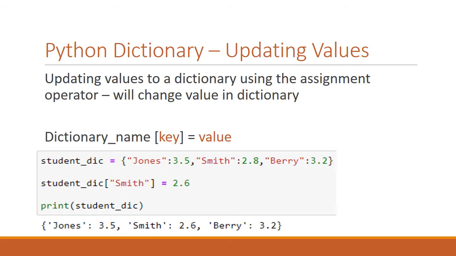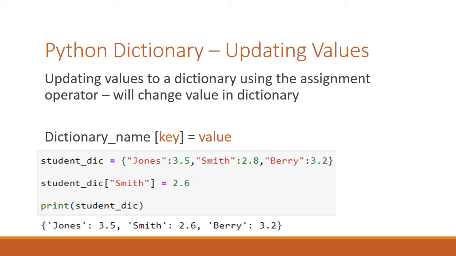To update the value of a key in a dictionary uses the same syntax as adding an item to the dictionary. So the syntax is the dictionary name, square bracket, with the key is assigned a value. If the key does not exist in the dictionary, an item is added. If the key does exist in the dictionary, the value is updated.